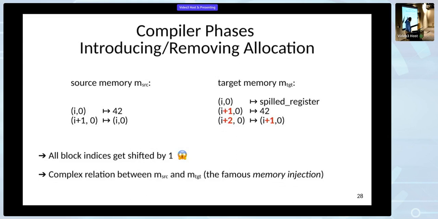I haven't done any of these myself in the CompCert setting, but from what I understand, if you have a source memory that contains, say, some bindings like this, and then your target program does more allocations, say in the spilling phase, it would have done one more allocation here. These block indices get shifted, and therefore you have to use these famous memory injections, and people tell me that these are hard to use, even though beautifully defined. So I think we can do better here.